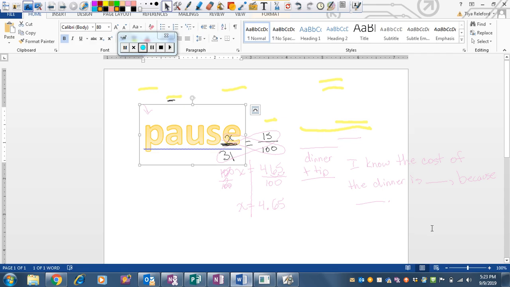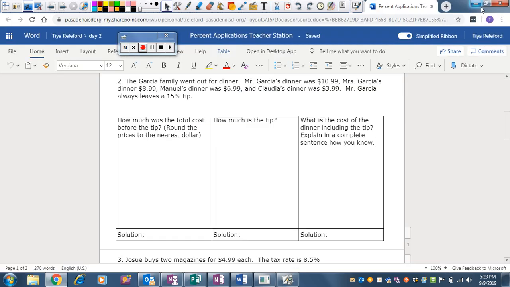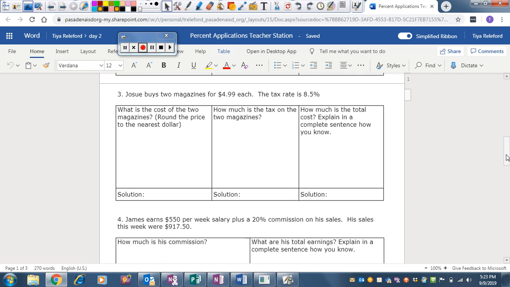All right, pause while you finish that sentence. When you are ready for number 3, flip your paper over and push play again. Okay, ready for number 3.